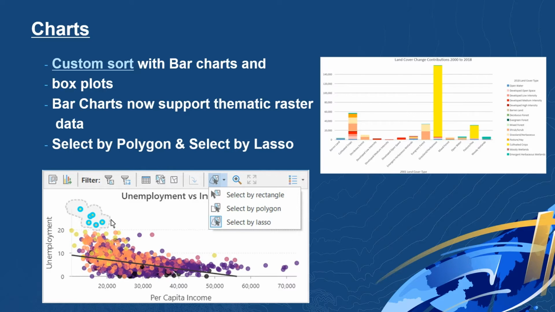And select by polygon and select by lasso, those tools have been added to make it easier to select subsets of your chart data, giving you more control over selections when interacting with a chart. Prior to 2.6, there was only the select by rectangle tool, so there will be a lot more flexibility with your selections now.